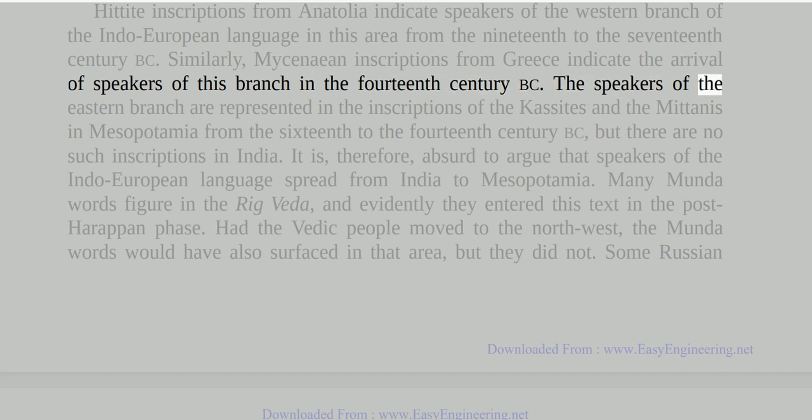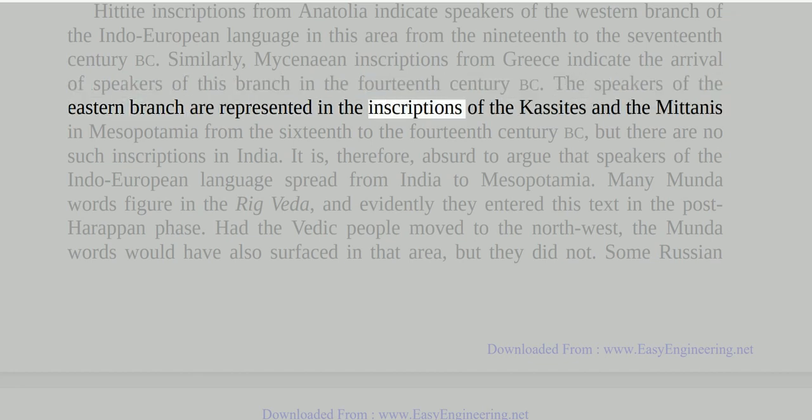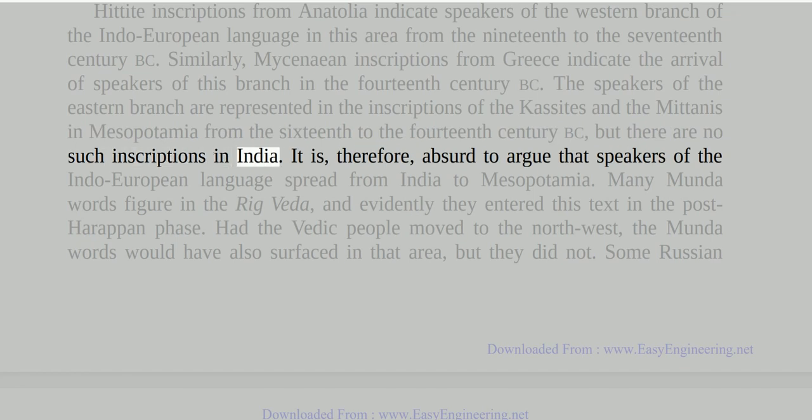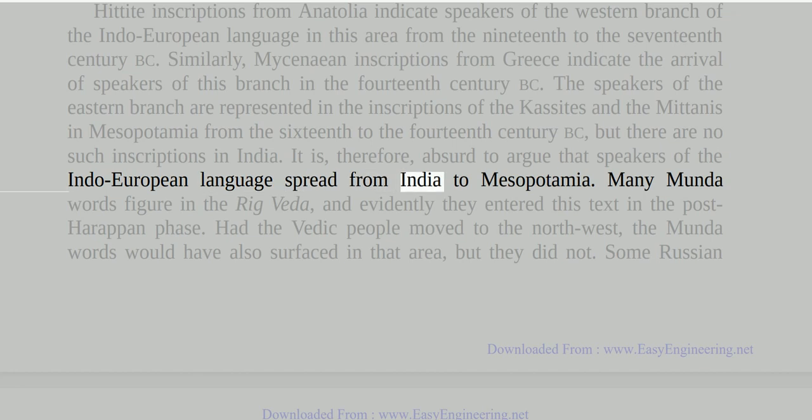The speakers of the Eastern branch are represented in the inscriptions of the Kassites and the Mitanni in Mesopotamia from the 16th to the 14th century BC, but there are no such inscriptions in India. It is, therefore, absurd to argue that speakers of the Indo-European language spread from India to Mesopotamia.